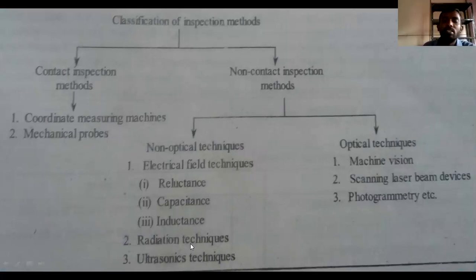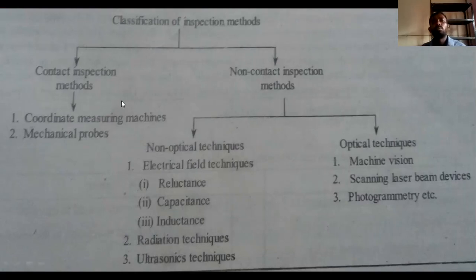The next one is radiation techniques. Based on the radiation we know the quality of the object. When the radiation contacts the object, it automatically sends X-rays, and based on the X-rays it shows the quality of the object. That is the radiation technique. Next is the ultrasonic technique. When sound waves are sent to the object, the object receives the sound and reflects the sound waves. The reflected waves are recorded by the ultrasonic machine, which shows the quality of the object. That we call ultrasonic techniques.